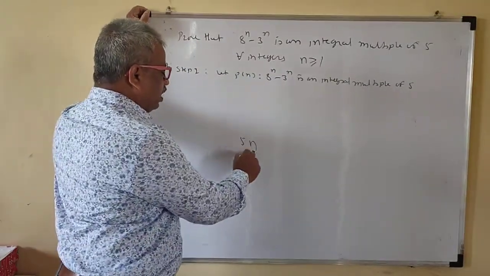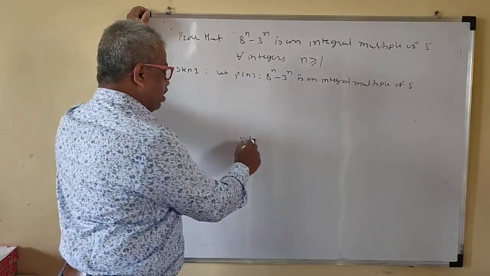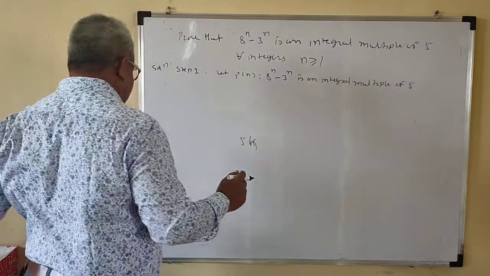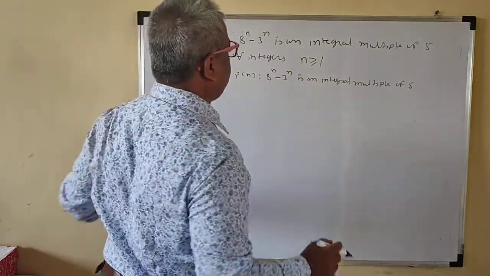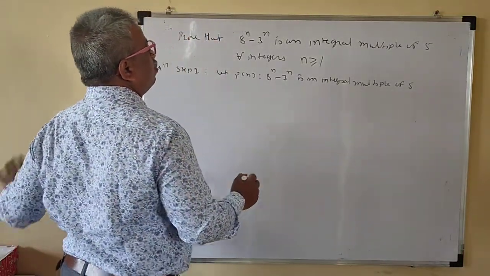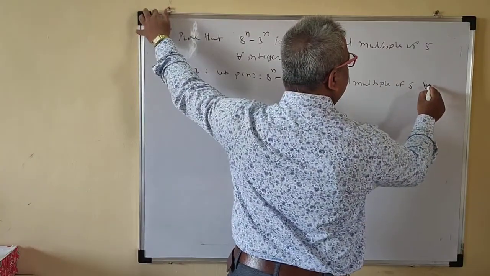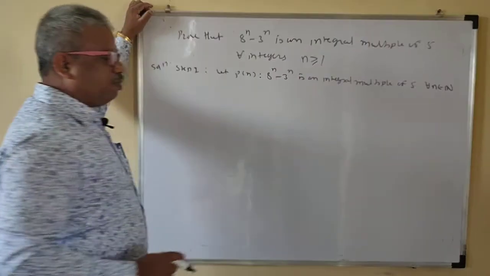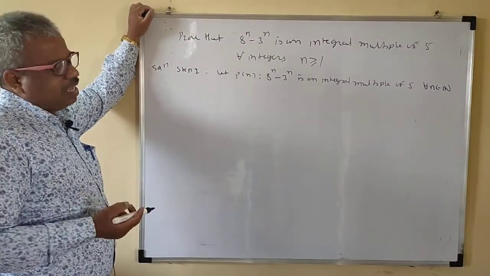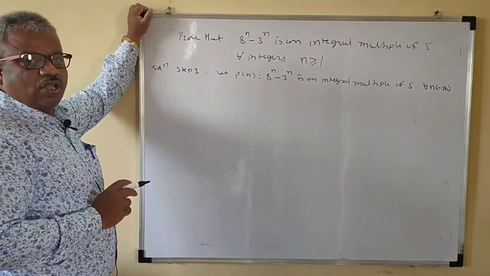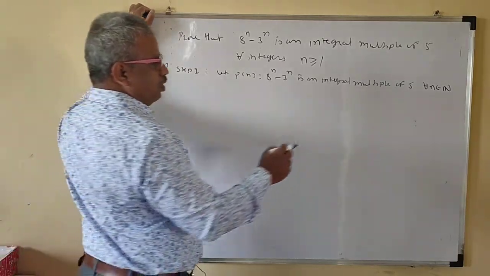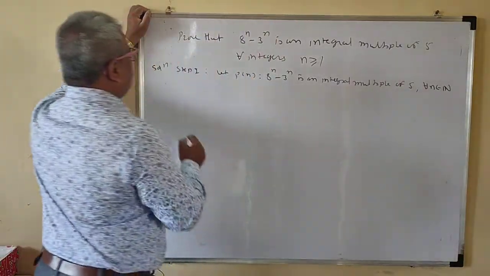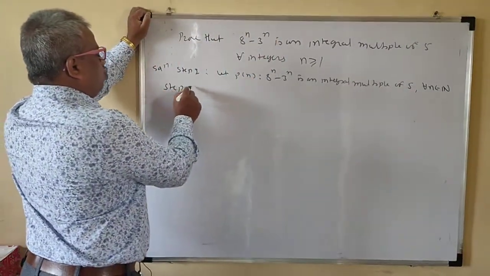5 times some k, where k is an integer. It is a natural number. Integral multiple of 5 for all n belonging to N. No problem. If you say n greater than or equal to 1, it means n is a natural number. You may say for all n belonging to N. Okay, so step 2 now.